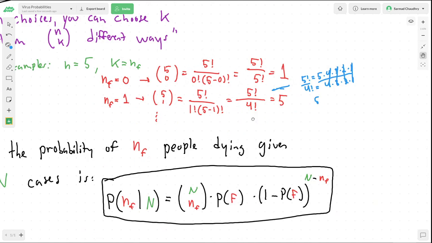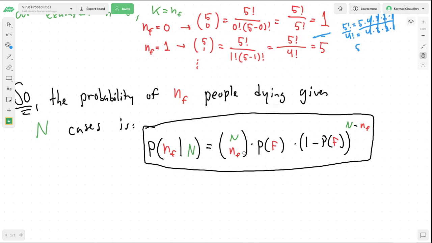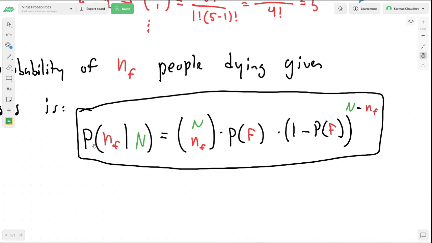All right. So our end result is this. We've got the number of people that this right here in this binomial coefficient will tell us, hey, given n people, how many different ways can you choose nf from them? So the probability of nf people dying, given n cases, is given by this equation right here. It's the probability of nf, which is number of fatalities. This bar means given n. So given n cases is equal to the number of ways you can pick those nf people out of n times the probability of f, right?